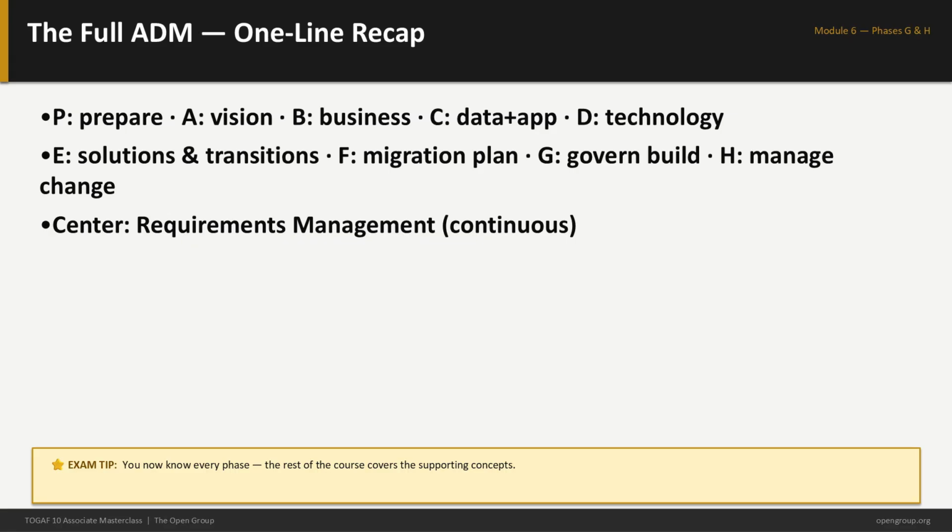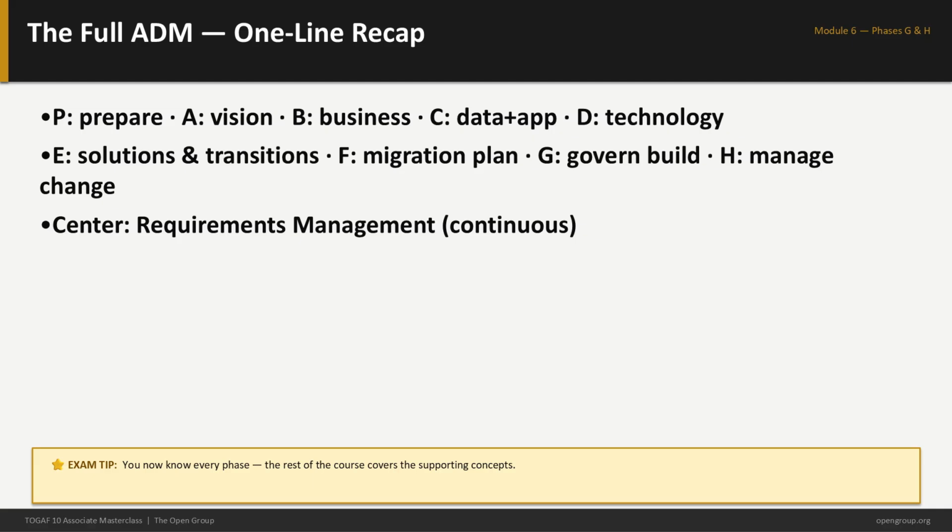Let's celebrate covering the whole method with a one-line recap of every phase. Preliminary, prepare. A. Vision. B. Business. C. Data and application. D. Technology. E. Solutions and transitions. F. Migration plan. G. Govern the build. H. Manage change. And at the center, continuously, requirements management. That's the entire ADM in a breath.